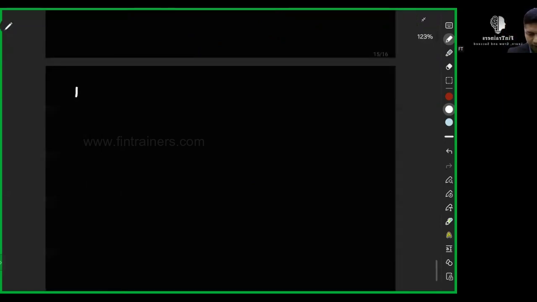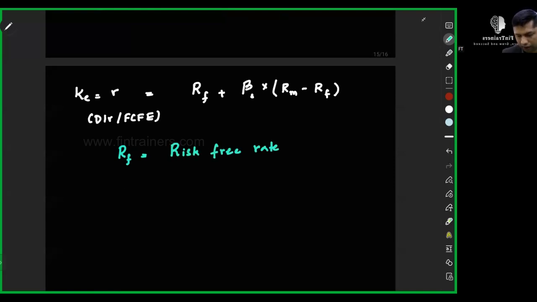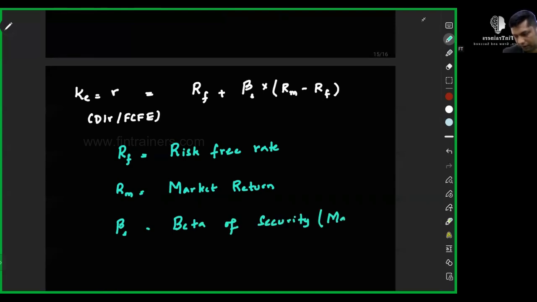So my cost of equity, or your discount rate for dividends or FCFE, you can use the capital asset pricing model, which tells you it is your risk-free rate plus the market risk of that security, denoted by beta, multiplied by RM minus RF. RF is your risk-free rate, notional rate. R subscript M is your market return, and beta is the beta of the stock, which is the market risk.